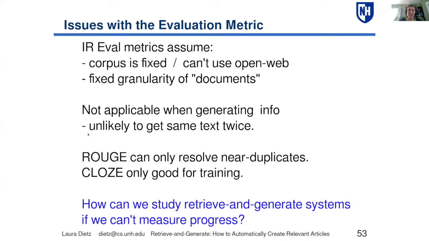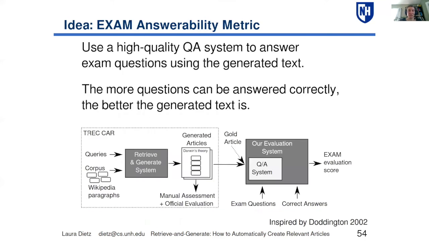So now the problem is we can't really study retrieve and generate systems if we can't measure progress. Right, so I'm not even going to start if I can't really show that it works. All right, so here's our counter suggestion.